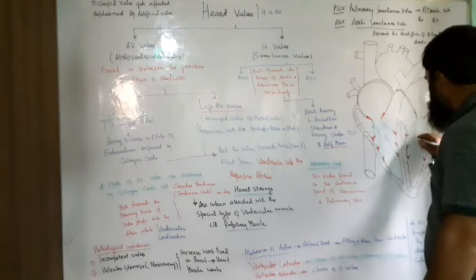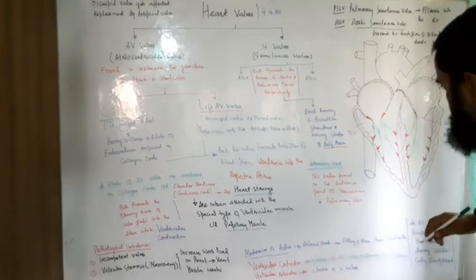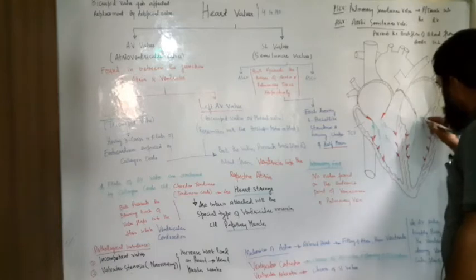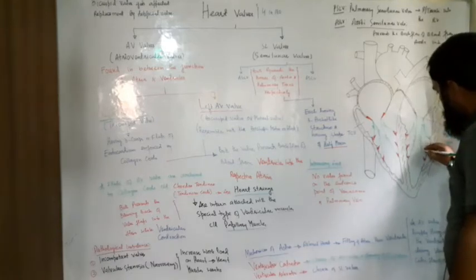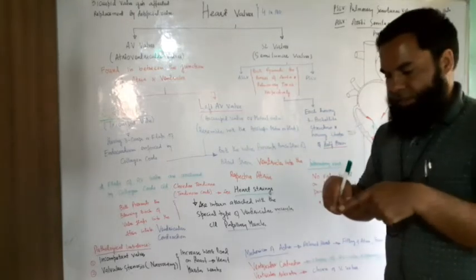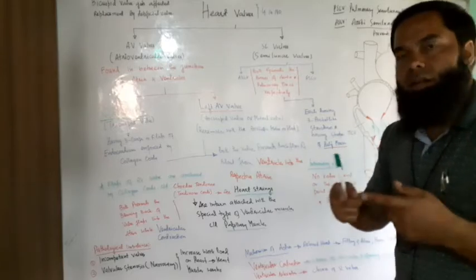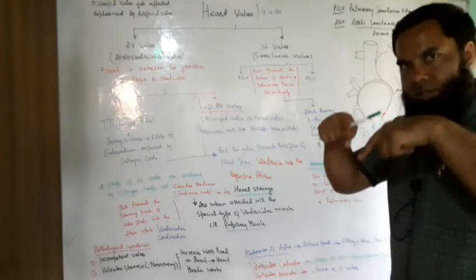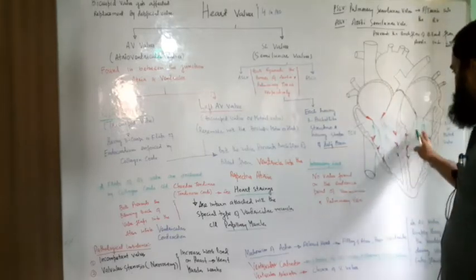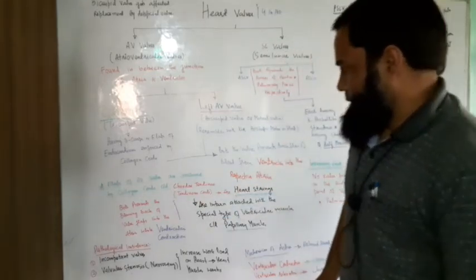So these strings are the chordae tendineae. They help us to maintain the position of the flaps of the AV valves in the right direction. That means they are directed towards the ventricles. So these are the strings, chordae tendineae, or tendinous cords.